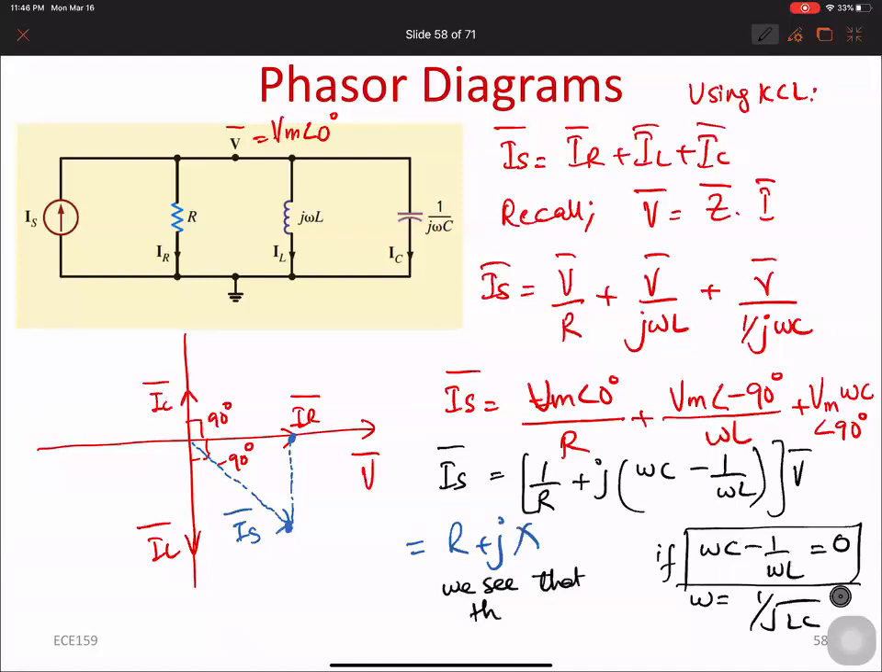If we have this condition fulfilled, then we see that IS will be in phase with the voltage, given this condition, right? Also, looking into this diagram, we can see that IL is greater than IC. So if I have to find out what IL plus IC is, on a phasor diagram it is going to be somewhere here, the black line, the black vector.